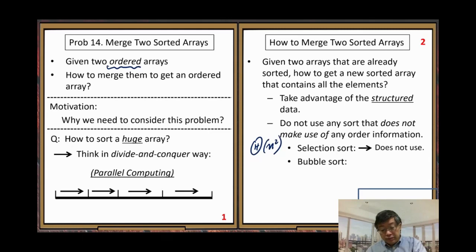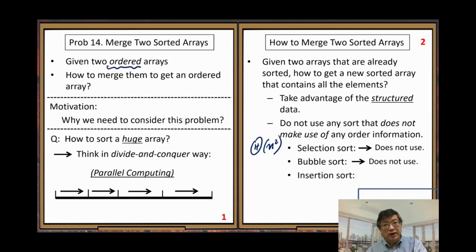Bubble sort does not use it. Its original version does not use it, but we can modify it, we can improve it to make it use the older information. But you need to do something extra, right? When you do that extra thing, you need to consider if you can extend it to the general case. But there is a better one, insertion sort.